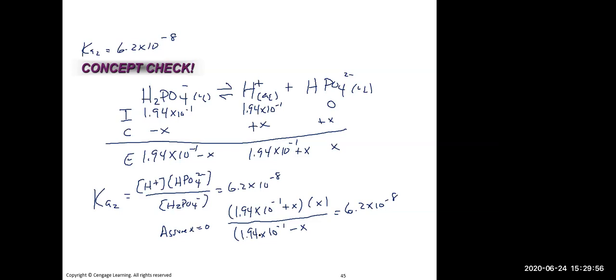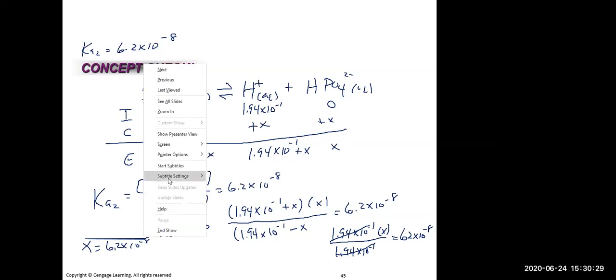That's going to give us 1.94 times 10 to the minus 1 divided by 1.94 times 10 to the minus 1, times x on top, equals 6.2 times 10 to the minus 8. That's going to cancel, and that's going to give us an x value equal to 6.2 times 10 to the minus 8. We do need to check it to make sure it's okay.